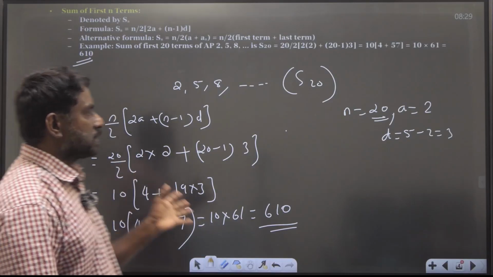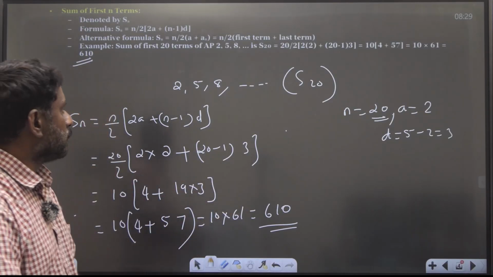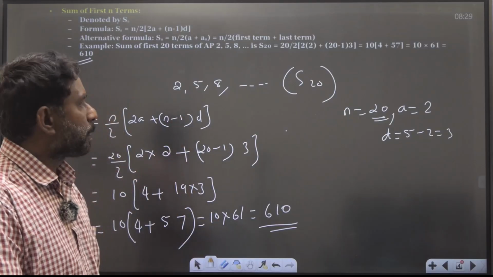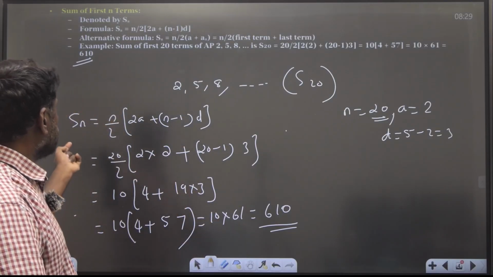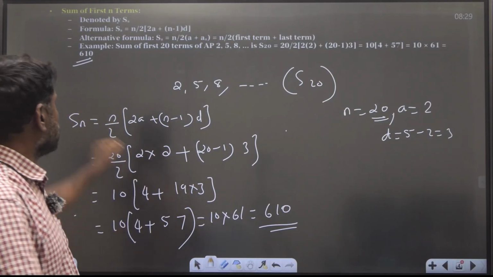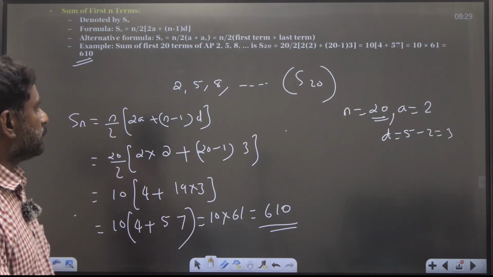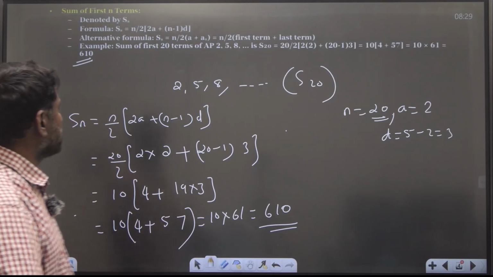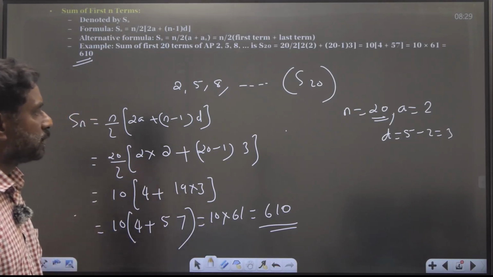If the first term and last term are known, we can use the first formula. If the last term is not known, you can use the second formula. Sn is equal to n by 2 into (2a plus (n minus 1) into d).